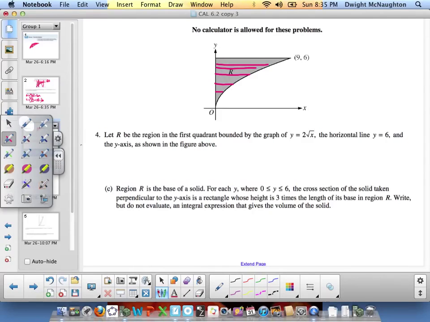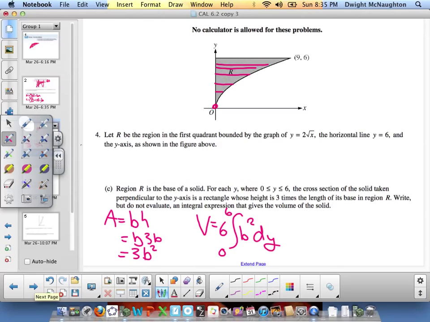Well, first off, the area for a rectangle is base times height, and the height is 3 times the base. So this will be base times 3 times the base. In other words, we'll have 3 times the base squared. So we're going to integrate all those rectangles. Because it's perpendicular to y, we're going to use the y value. So our volume will be from 0 to 6 of 6 times base squared with respect to y.